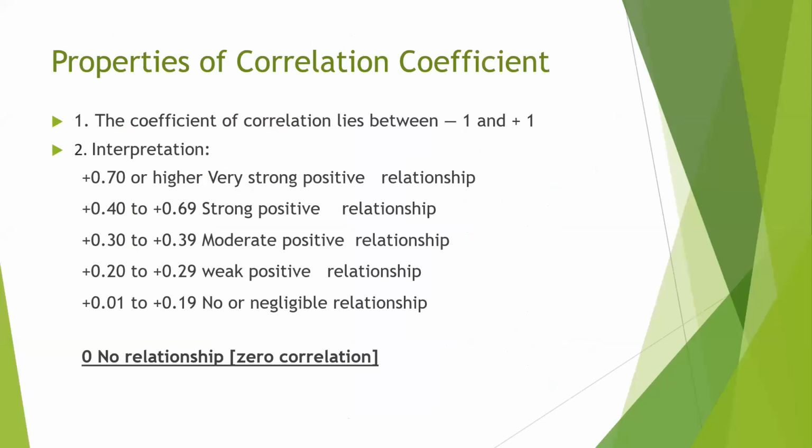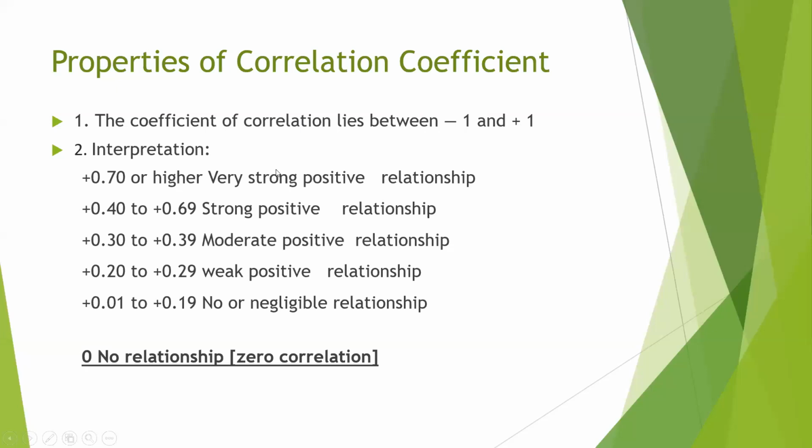So what are the properties of the correlation coefficient? You must know that the correlation coefficient is a ratio: covariance divided by the variances of x and y. It has to be between -1 and 1. That is the criterion: correlation will never go beyond -1 or 1 on either side.